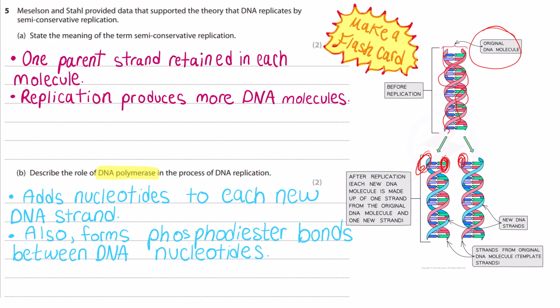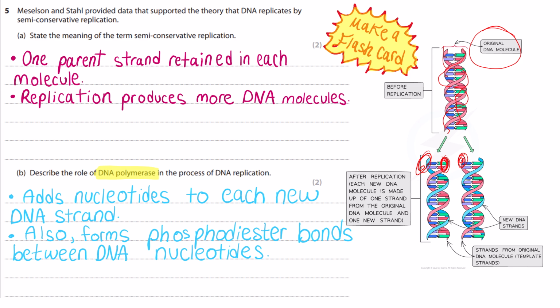So state the meaning of the term semi-conservative replication. One parent strand is retained in each molecule. Replication produces more DNA molecules. This question is always repeated, so make a flashcard for your studies.